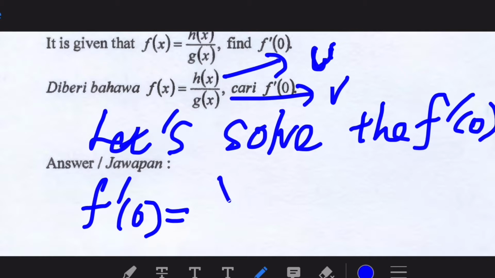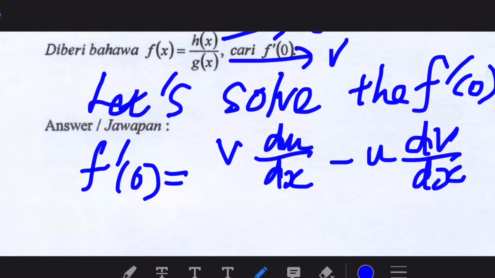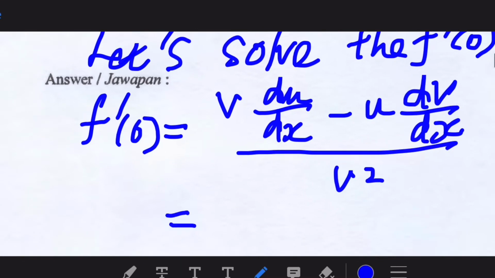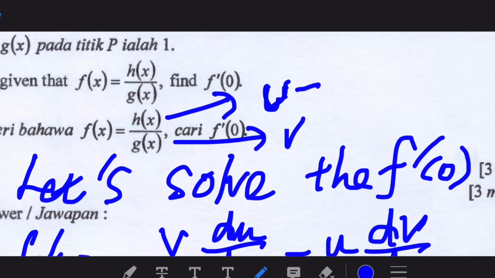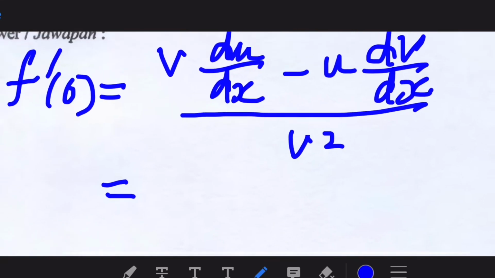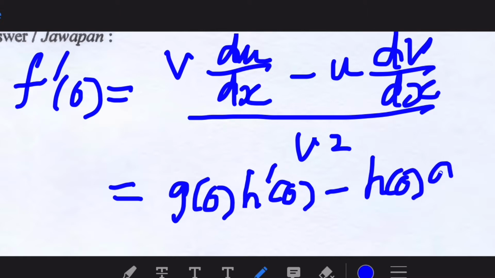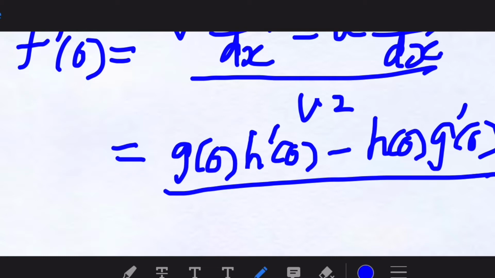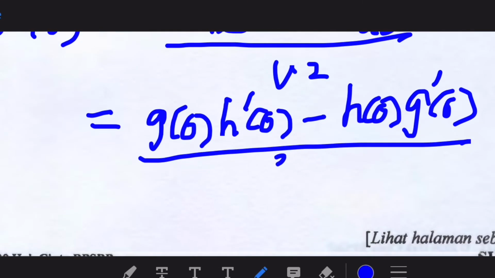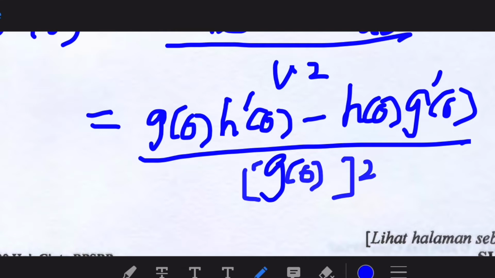So now we will apply the principle of differentiation of u over v. Remember, when you differentiate, it is always v times du/dx minus u times dv/dx, over v squared. So we will just substitute the values only. It's actually simple if you understand the question. u refers to h(x), and v refers to g(x). So for v, we write g(0). For du/dx, we write h'(0), because it's the first derivative. Then for u, you write h(0). For dv/dx, you write g'(0), because g prime means differentiate the v. And over v squared, you write g(0) squared. So that is how you get the answer.